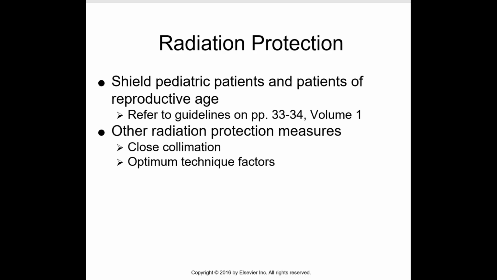Shield pediatric patients of reproductive age. The guidelines are on 33 to 34. On abdomen, it's difficult to shield a female just because of where the ovaries lie. Male, you can shield them below the symphysis pubis, just under where your collimation light is on the bottom.